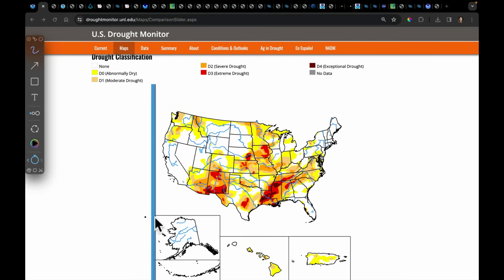The other part of this we got to talk about is the development of drought in the Tennessee Valley, the MidSouth, the Delta region.